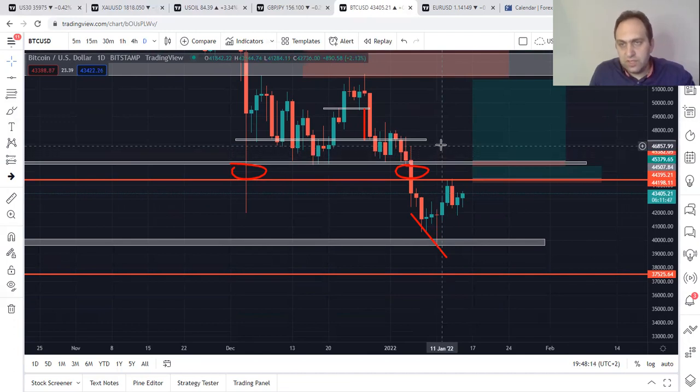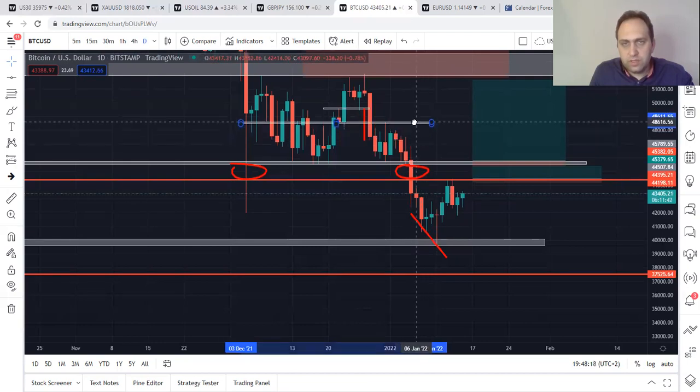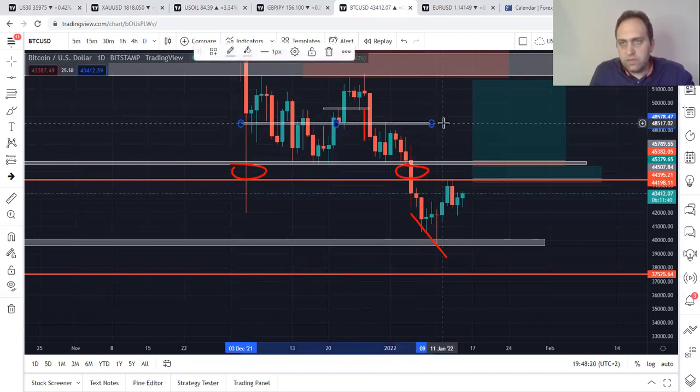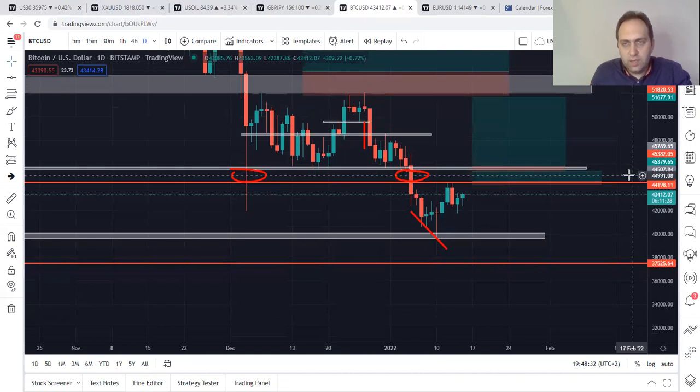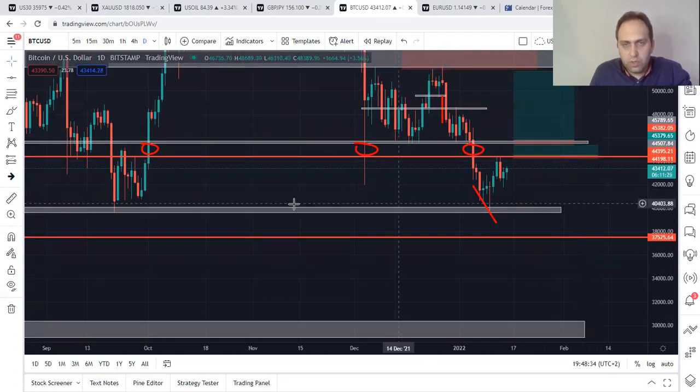TP1 46,097, TP2 47,000. TP3 will be this resistance at this level, which is 48,517, and TP4 can be 50,000. We can go back up to 50,000, but we need to be careful and check the results, and the wicks, how it will move, the candles with the wicks.